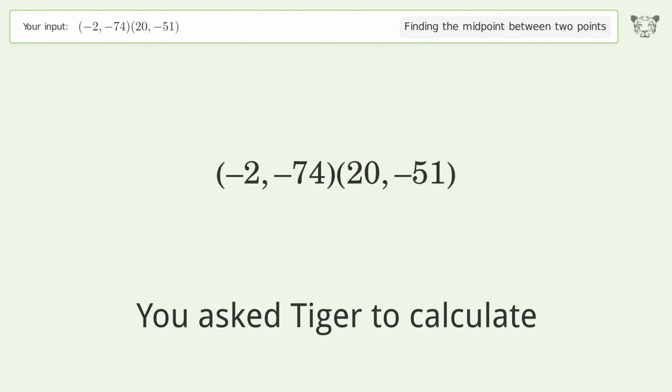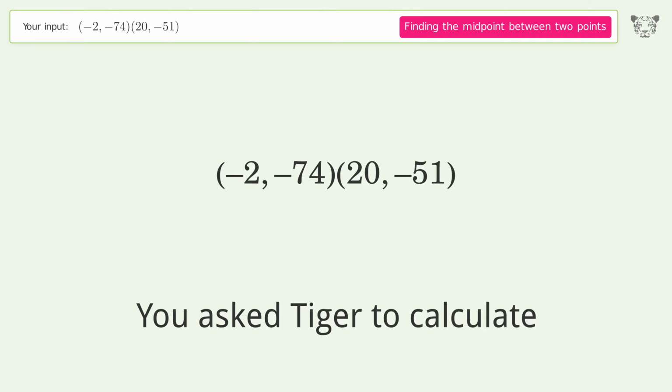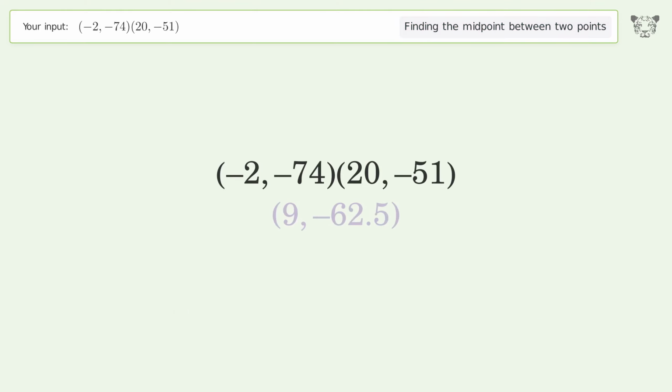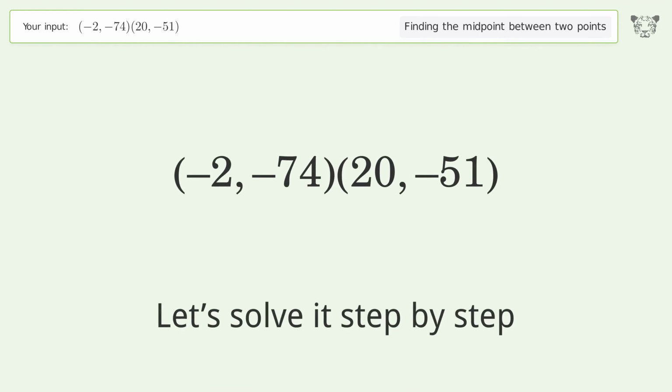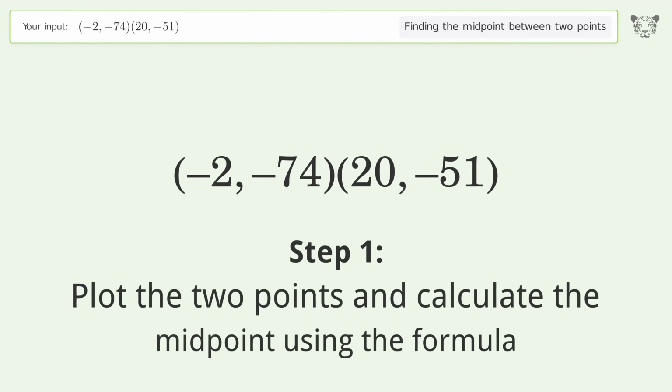You ask Tiger to calculate. This deals with finding the midpoint between 2 points. The midpoint between the 2 points is 9, -62.5. Let's solve it step by step. Plot the 2 points and calculate the midpoint using the formula.